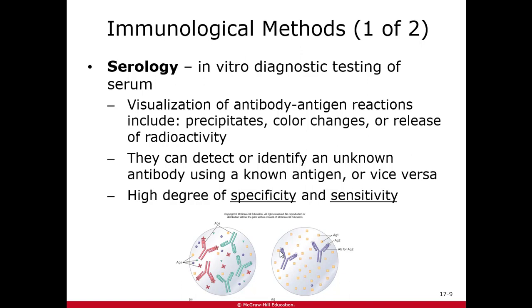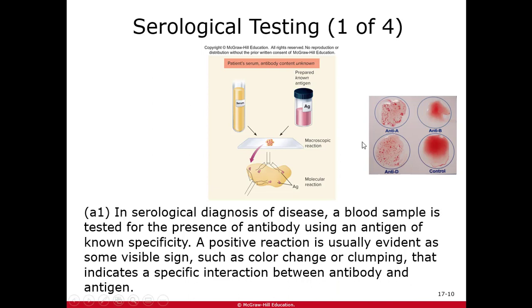But we also want it to be very sensitive, meaning if there's just a very small amount present of an antibody or an antigen, we want it detected. So this is just showing how we can take a patient's serum mixed with a known antigen, and if the patient has the antibody will react with that antigen, and it's usually going to form some type of visual kind of diagnostic tool. The one over here, this is how you can do antigens and antibodies mixed with blood typing, and we can visually see clumping happening.